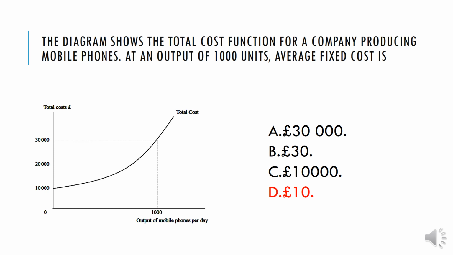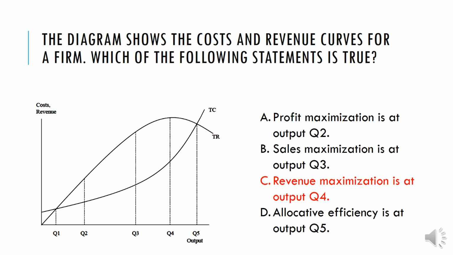Okay, next you can see that the diagram shows the cost and revenue curves for a firm. Which of the following statements is true? You have to identify among these which statement is true. Option A, profit maximization is at output Q2. Actually, you know that profit maximization means the gap between the total revenue and total cost is highest. So here at output level Q3 that is highest. So we can say that option A is wrong. Why? Because Q2 is not the profit maximization point.